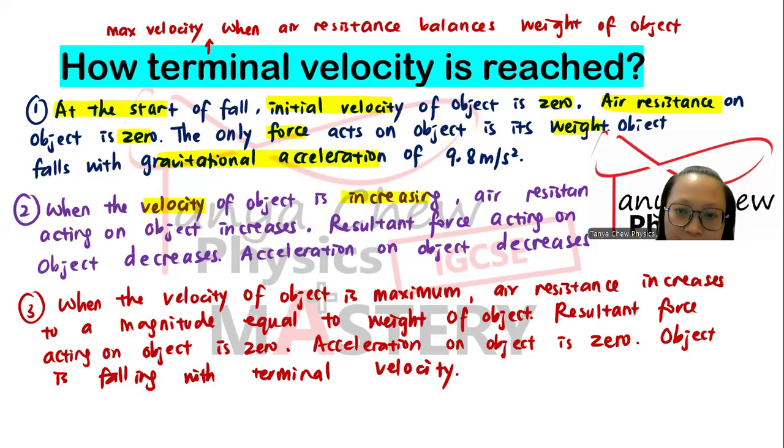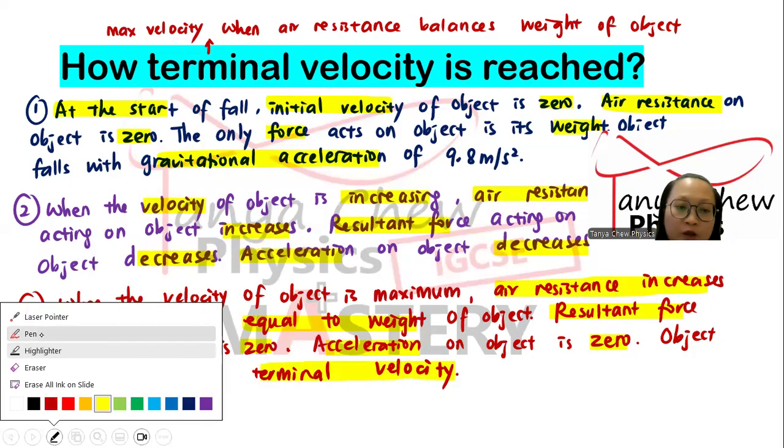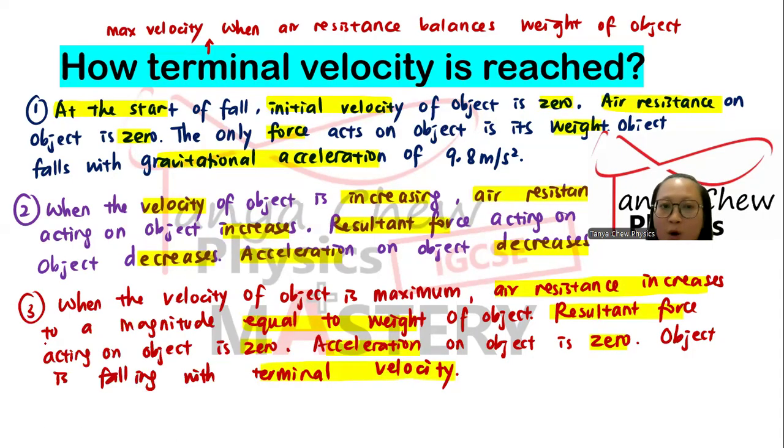Velocity increases, air resistance will also increase, resultant force decreases, acceleration decreases. Air resistance increases to equal the weight. Resultant force is equal to zero, acceleration is equal to zero, object falls with terminal velocity. These are all the important words, keywords, key points that you were supposed to write.